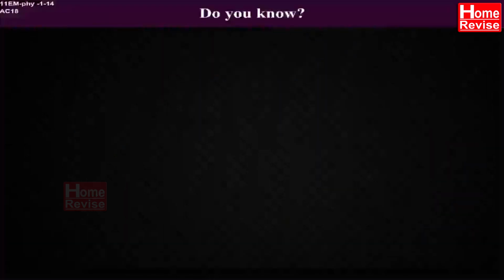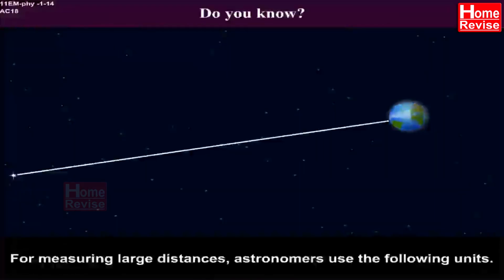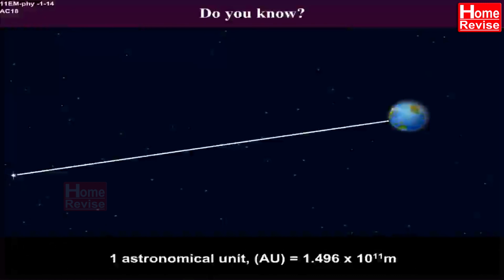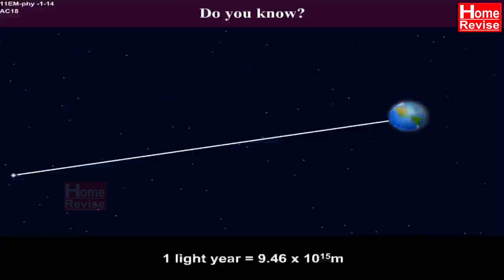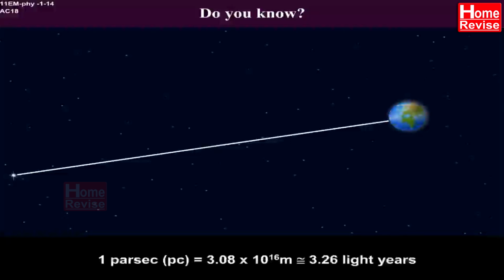Do you know? For measuring large distances, astronomers use the following units. 1 astronomical unit (AU) is equal to 1.496 multiplied by 10 raised to 11 meters. 1 light year is equal to 9.46 multiplied by 10 raised to 15 meters. 1 parsec (PC) is equal to 3.08 multiplied by 10 raised to 16 meters, which is approximately equal to 3.26 light years.